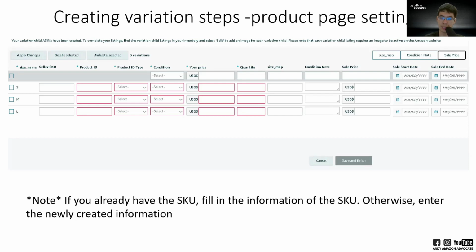Amazon will actually tie all of the variants together so that you can see them. The variants will start to show up.